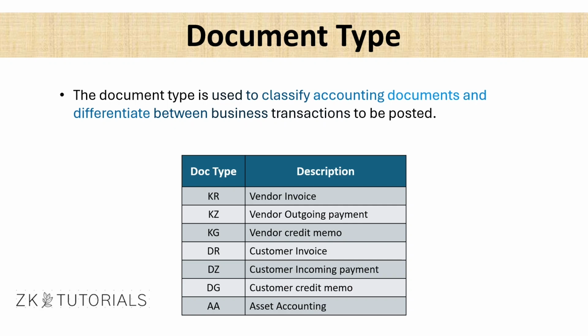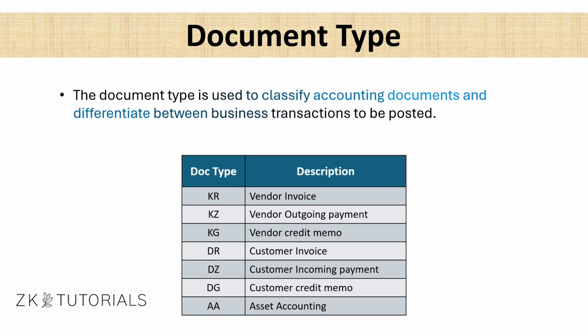Now we will understand what is document type. In SAP, document types are used to categorize and identify different kinds of financial transactions. Each document type corresponds to a specific kind of business event or transaction, such as an invoice, payment, or journal entry. Document types are important for distinguishing between the various types of documents and for ensuring the correct accounting document.